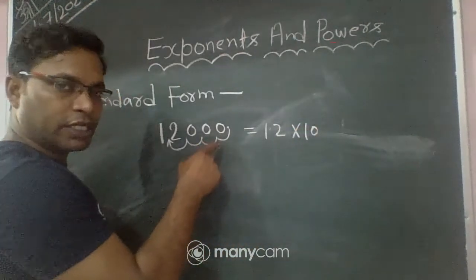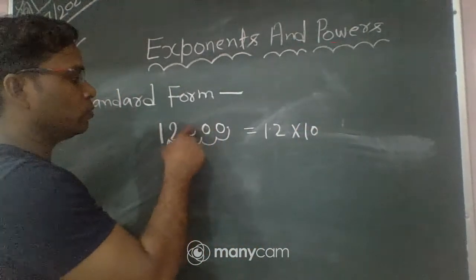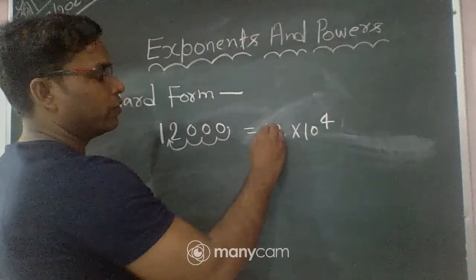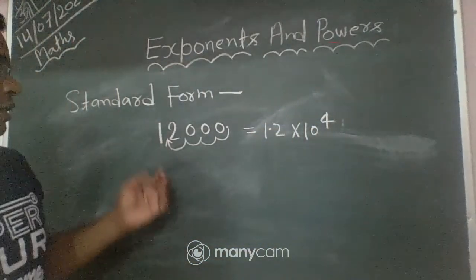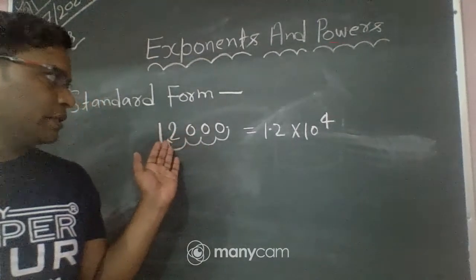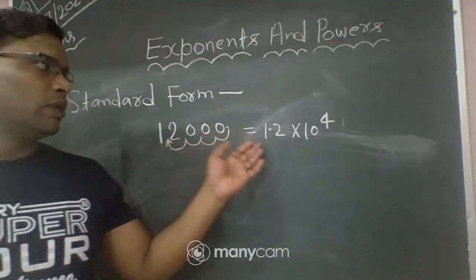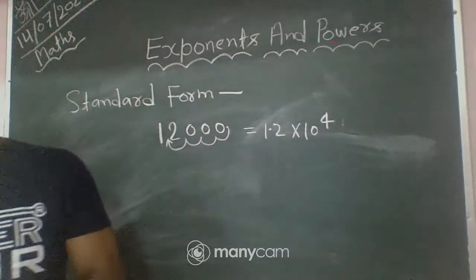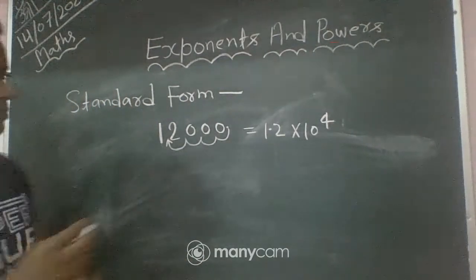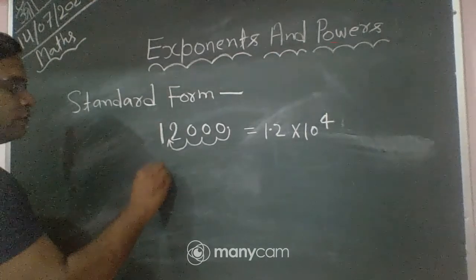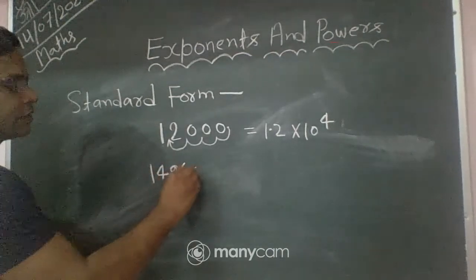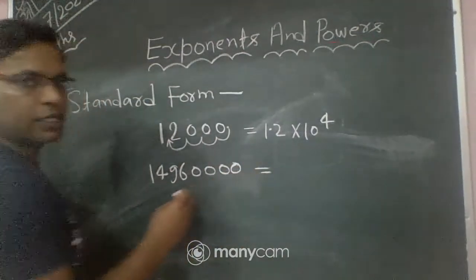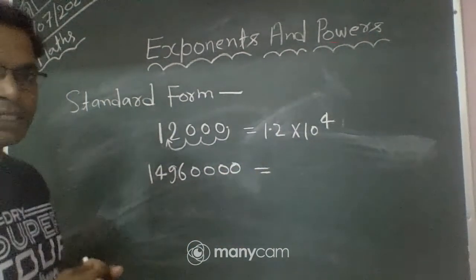How many digits has the decimal moved? 1, 2, 3, 4. So you can write it here. The standard form of this number, 12,000, is 1.2 into 10 power 4. You can see another example like that, 149600000. Convert the given number into standard form.